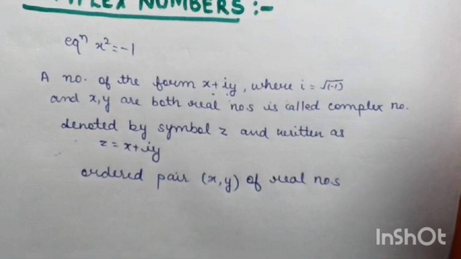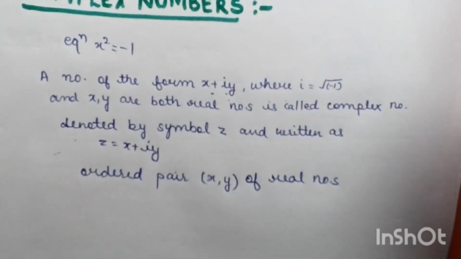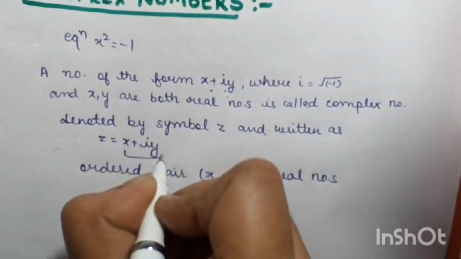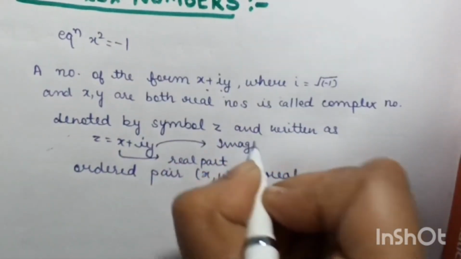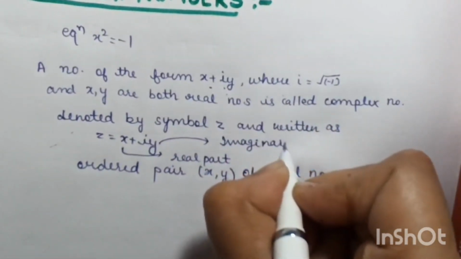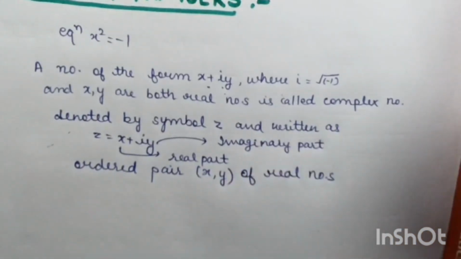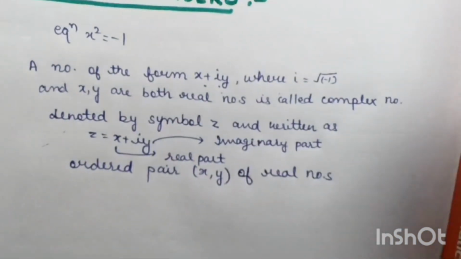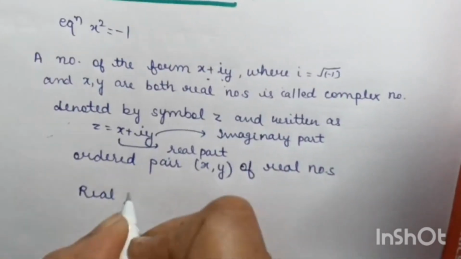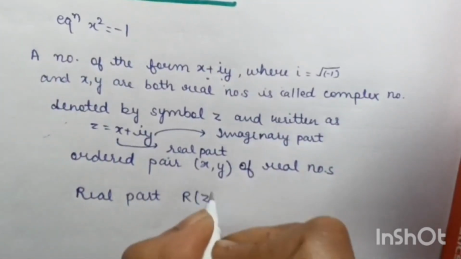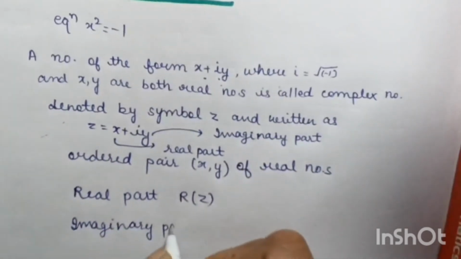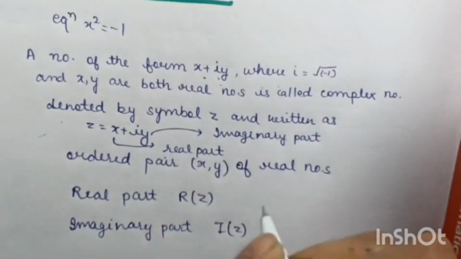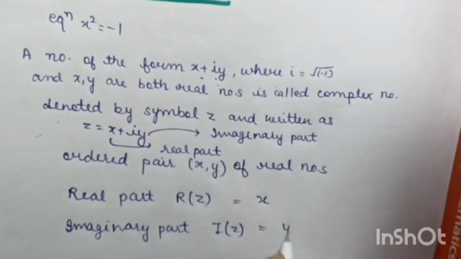If we write z equal x plus iy or x comma y, then x is called the real part and y is the imaginary part. We denote the real part by Rz and the imaginary part by Iz. Here Rz is x and Iz is y.